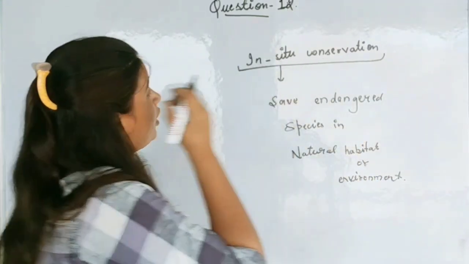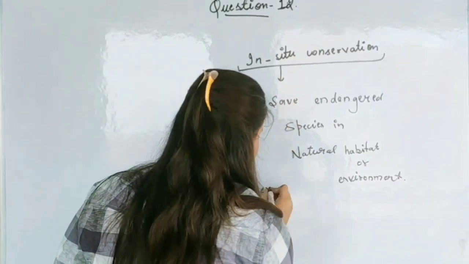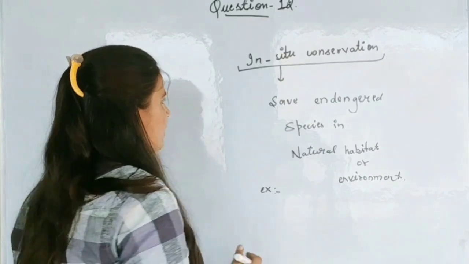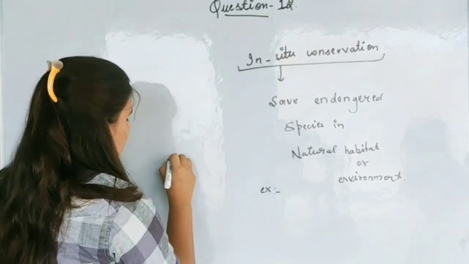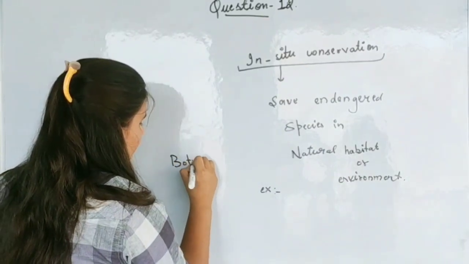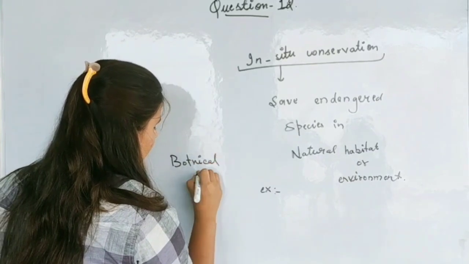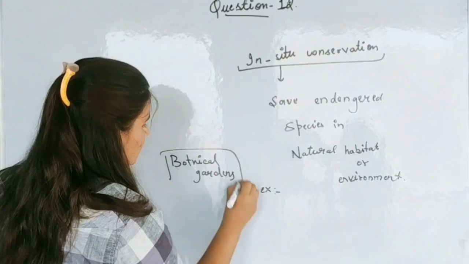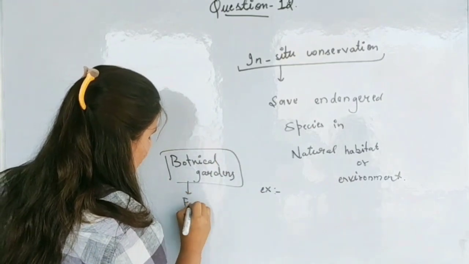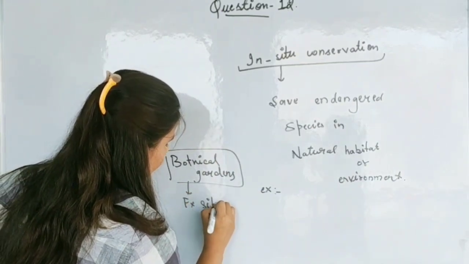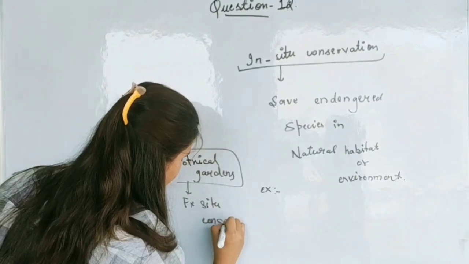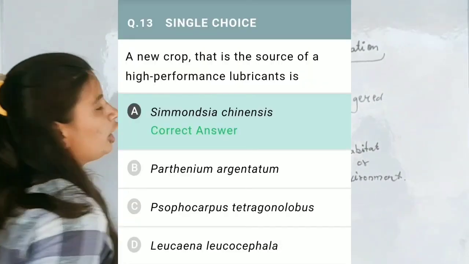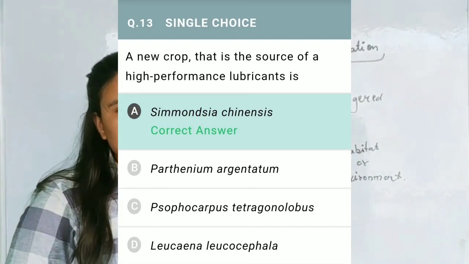So examples of this may be bioreserves and all that, but if we talk about botanical gardens, botanical gardens are an example of in-situ conservation. Now move to next question, question number 13.